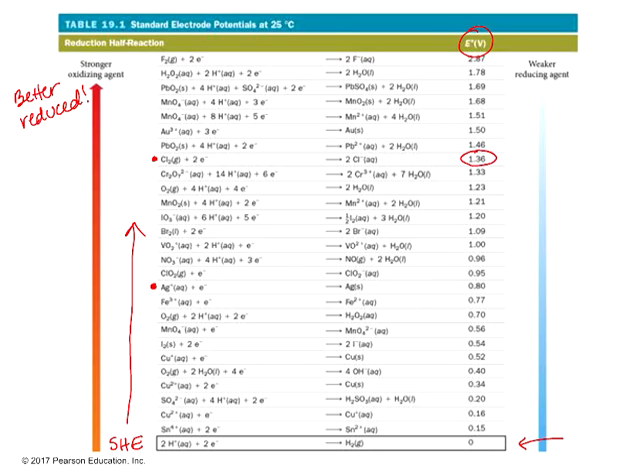And then let's look at silver. So silver ions are gaining 1 electron to become a neutral silver atom. And its potential value is 0.8 volts. So the potential value for chlorine is a lot higher than that of silver, or it's more positive than that of silver. So chlorine is more likely to be reduced.